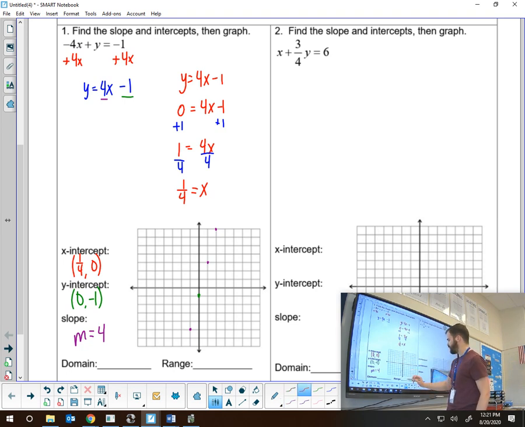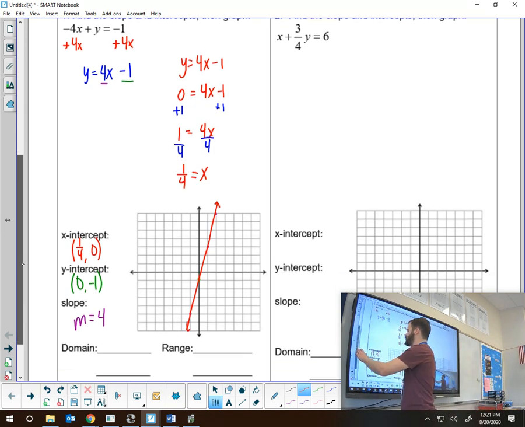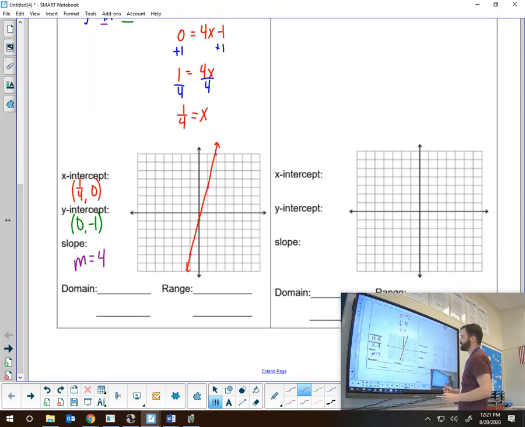So let's go ahead and draw that line. It's going to go just like this. Of course, that's not perfectly straight, but it's the best we can do right now. All right. So there's my line. We found all the things we've asked for. And then now let's go ahead and talk real quick about domain and range.